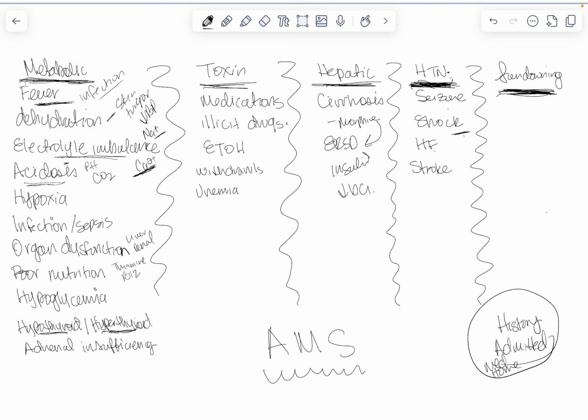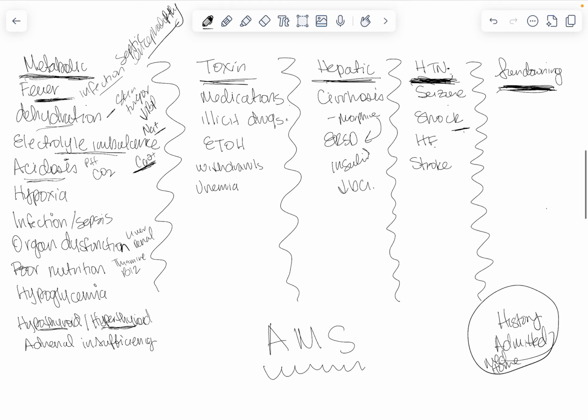So, metabolic reasons for confusion: infection. Anytime anyone comes in, or all of a sudden starts getting fevers and becomes a little bit confused, always think of infection, right? There's septic encephalopathy. You can think of meningitis, fevers. These can cause confusion.